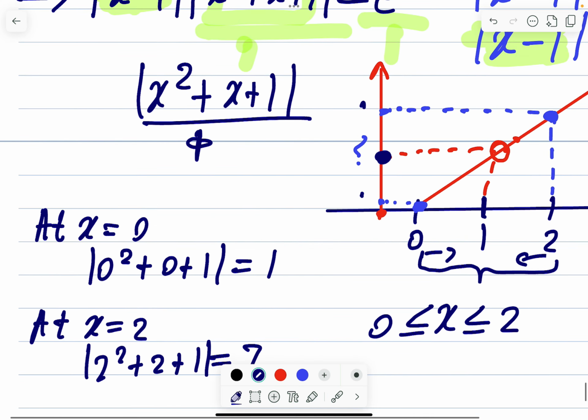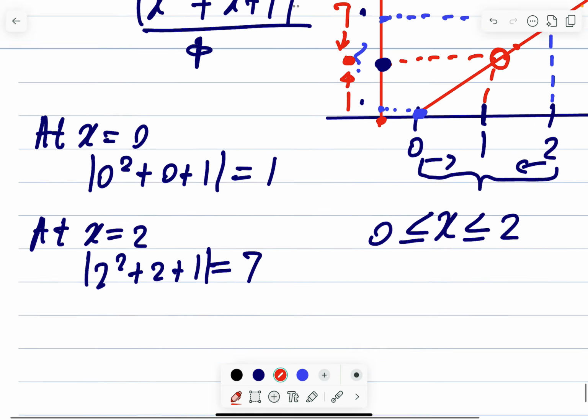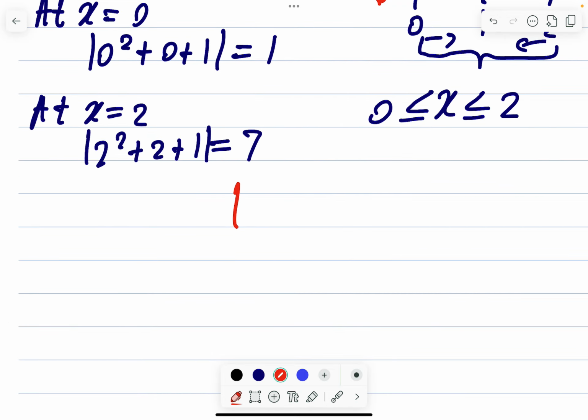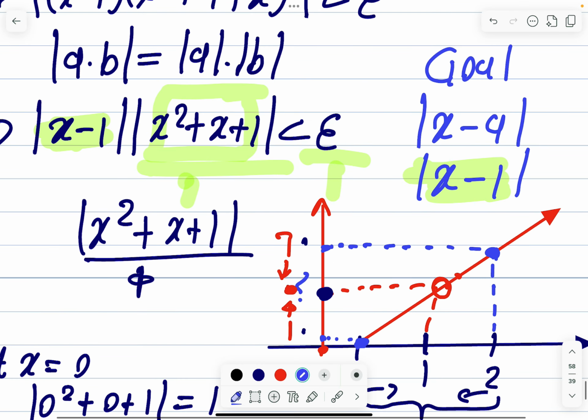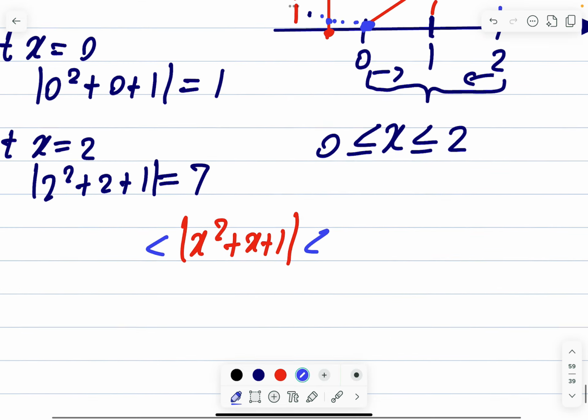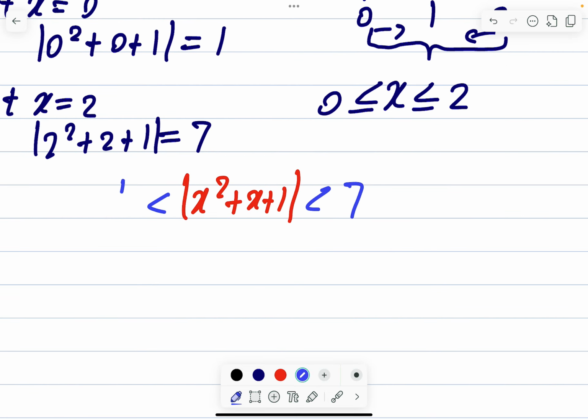It means here we have what? We have the value of f of x, which is 1. Here we have 7. Meaning our answer is here. Is between what? Is between 7 and 1. Right? Meaning our function x squared plus x plus 1 is between what? It is less than 7 but greater than 1.